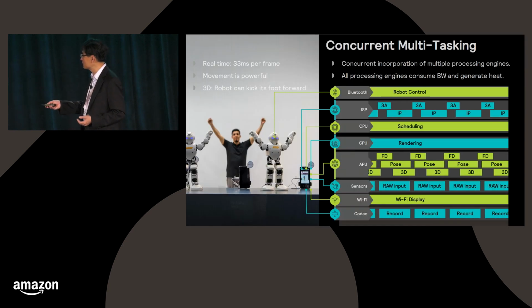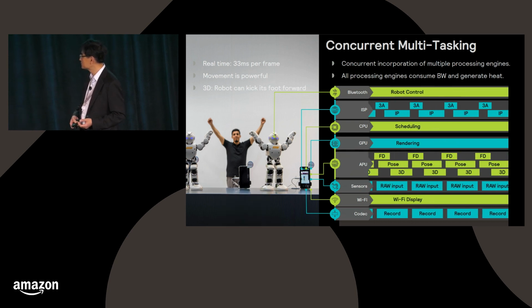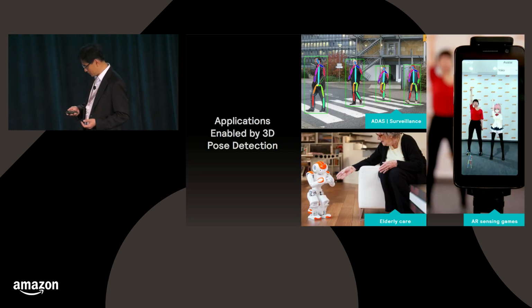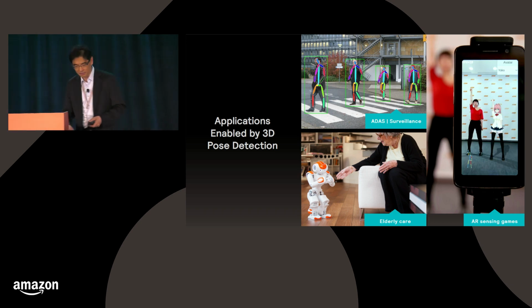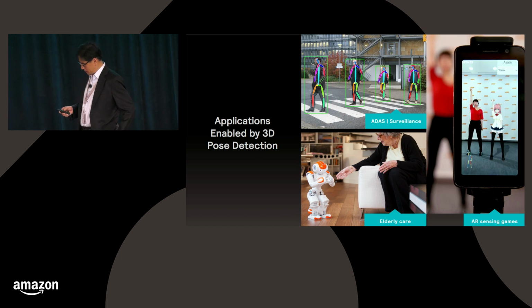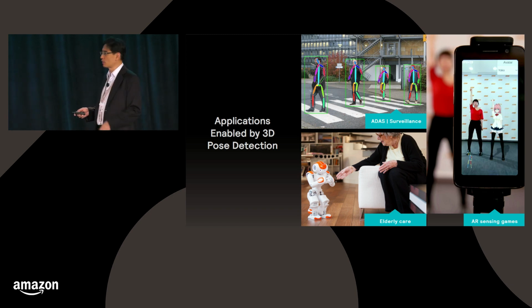This is an interesting application of, let me play it again. Okay, it's fine. We also applied it to do an AR sensing game, and let me see whether I can make it. Okay, it's fine. So pose detection can also be applied to develop AR sensing games, and it is also useful to detect human behavior, which is useful for ADAS, surveillance, or elderly care.